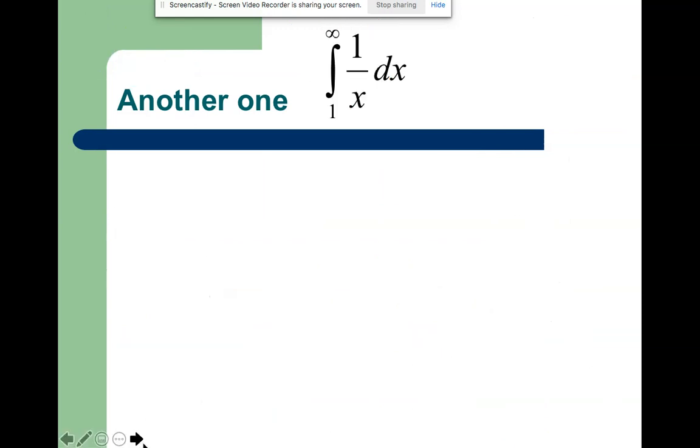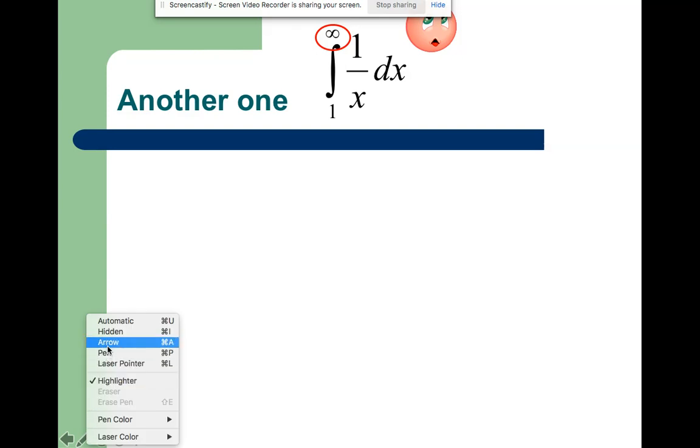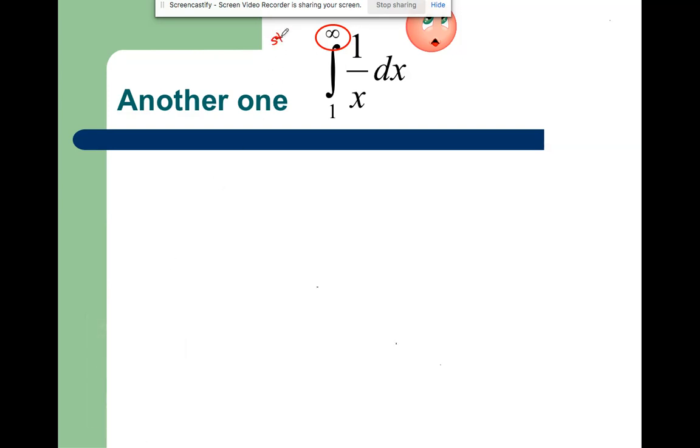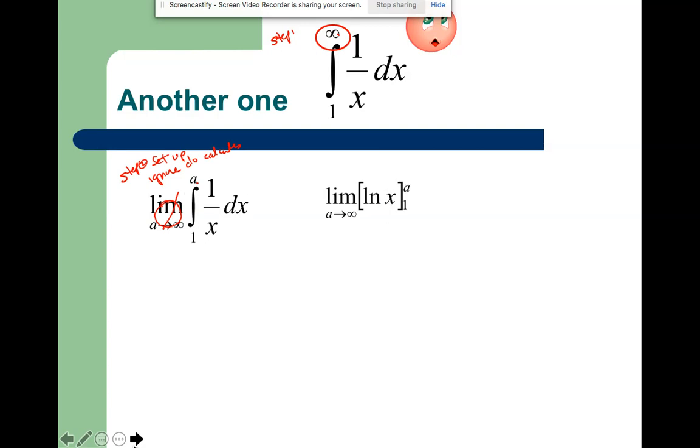All right, let's do another one. This is an improper integral. Step 1, identify. I have improperness. Step 2, set up, ignore, do calculus. Okay, so I set up the limit. I replace the improperness with an A. Now I'm going to ignore the limit and I'm going to do calculus.